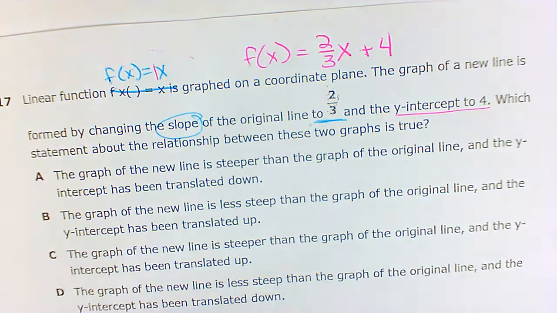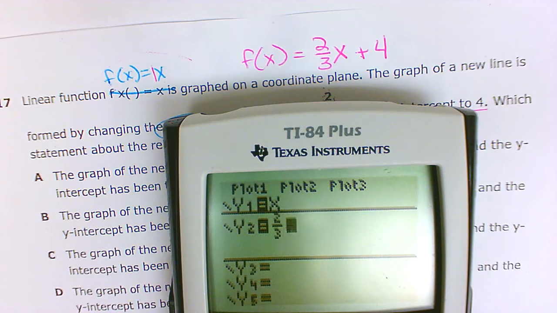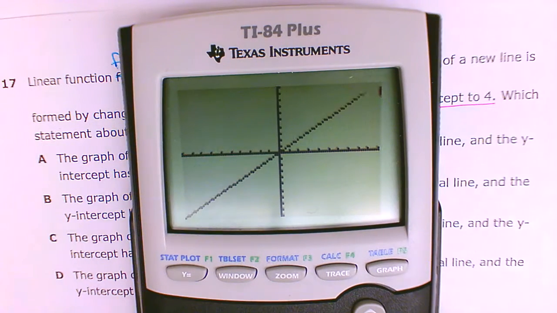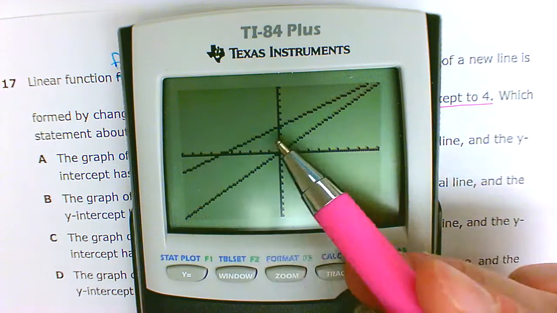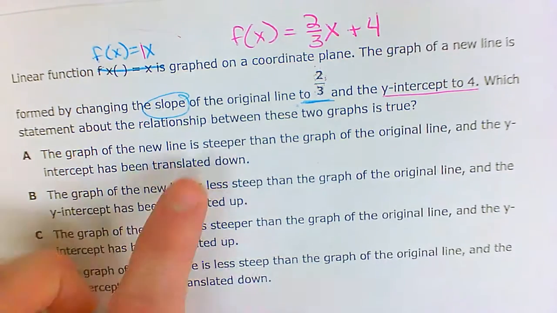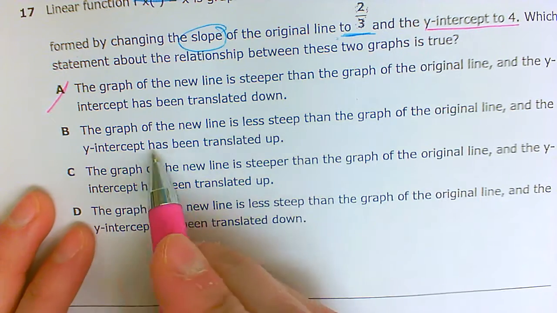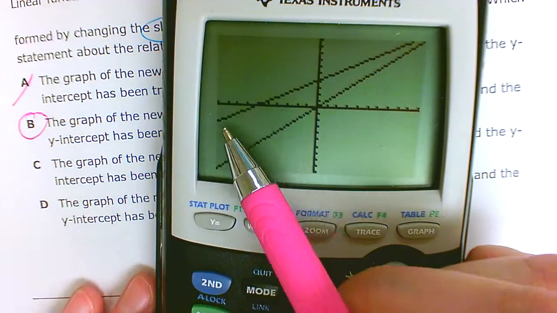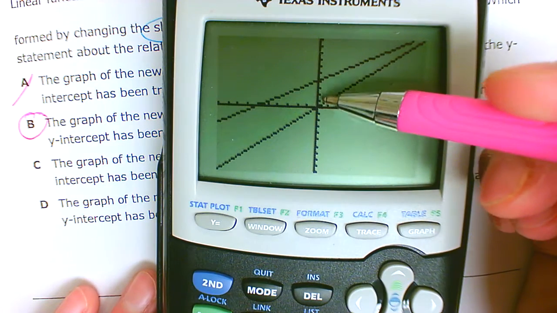So what statement about the two graphs is true? Let's plug them both in at the same time. 2/3 x plus 4, and let's compare them to each other. So here's y equals x, and here's 2/3 x plus 4. Now this line doesn't look quite as steep, so let's look at our answer choices. The new line is steeper? No. The graph of the new line is less steep, and the y-intercept has been translated up? Yes. Wherever you were, it is kind of flattening out right here. They're not the same steepness, and this was the original y-intercept. This is plus 4, so it definitely moved up.